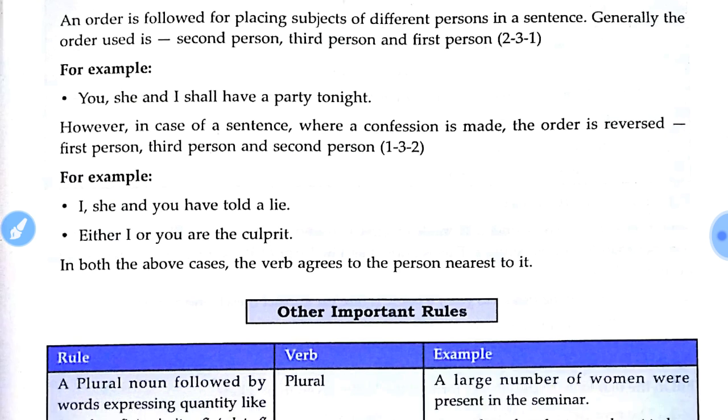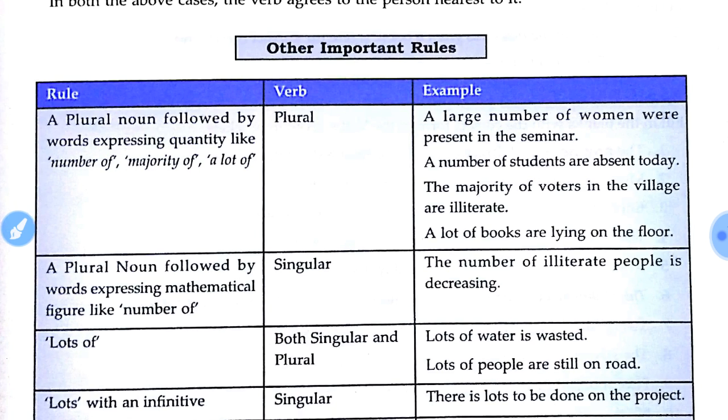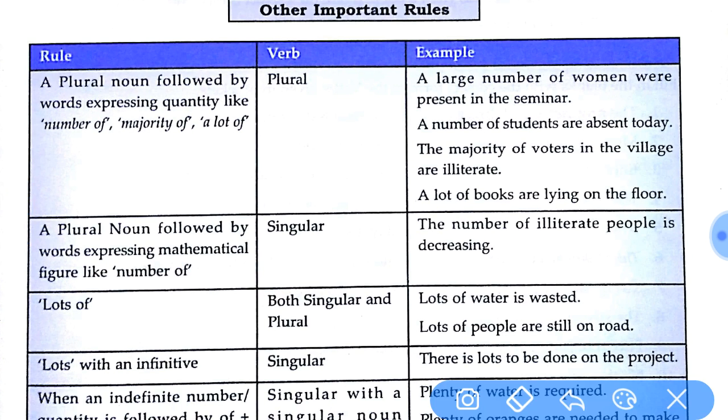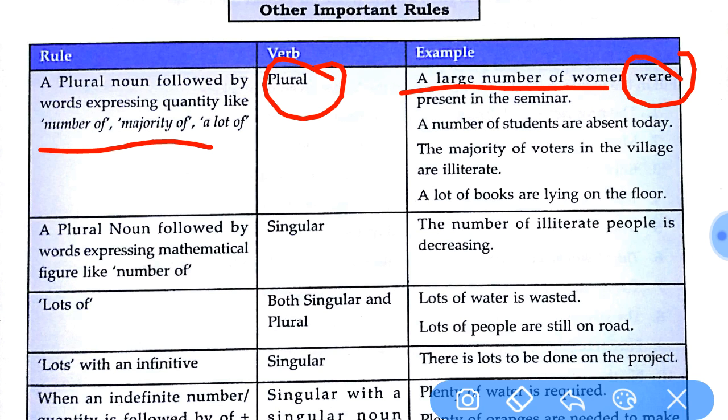Now, we have some other important rules to be remembered while using the verb. For example, a plural noun followed by words expressing quantity like "number of", "majority of" takes a plural verb. So look at the example: a large number of women were present. "Were", since "a large number of women" is a plural form. Whereas, you see, a plural noun followed by words expressing a mathematical figure like "number of".